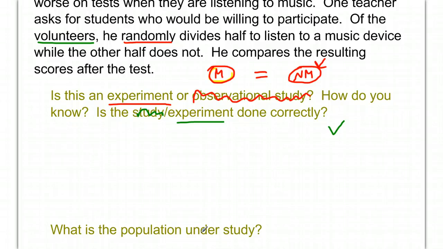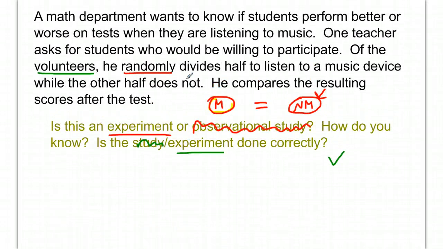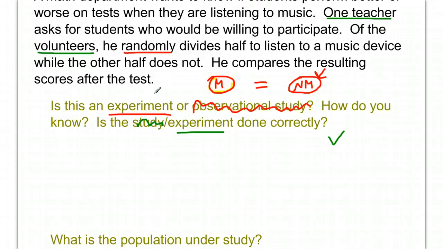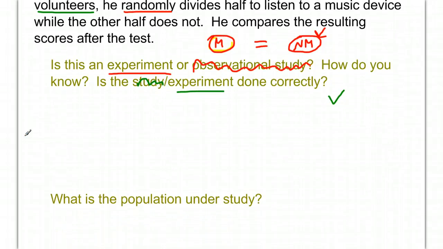The population under study here is students in this one math class. So it's only one teacher doing this. So it would only be students in this one teacher's math class that would be under study.